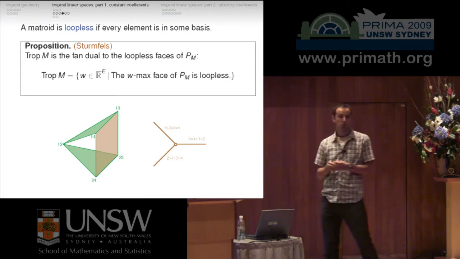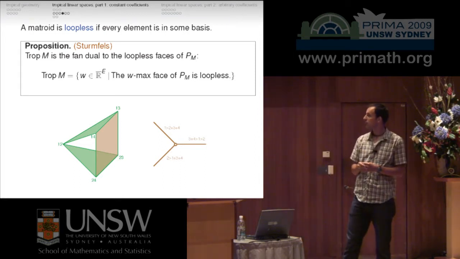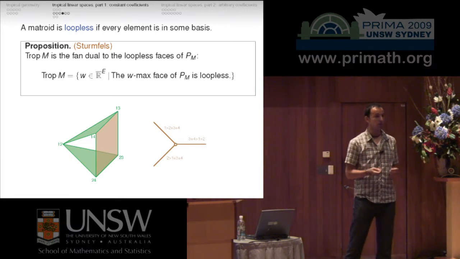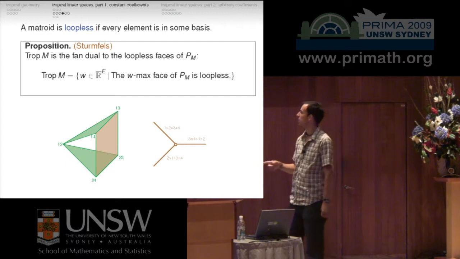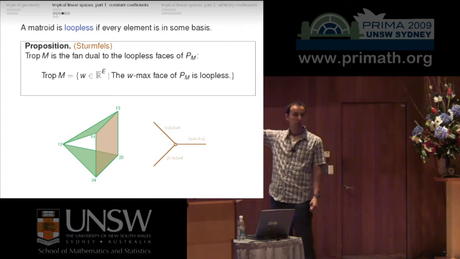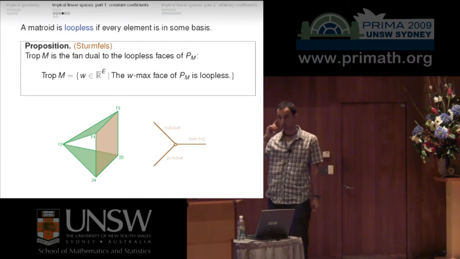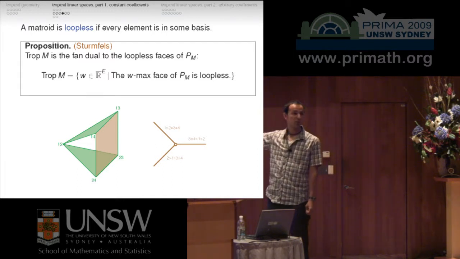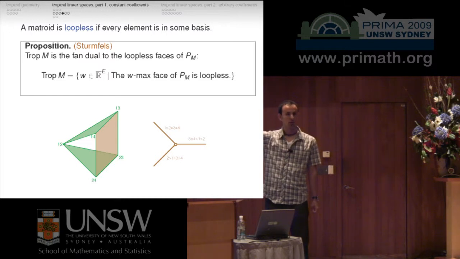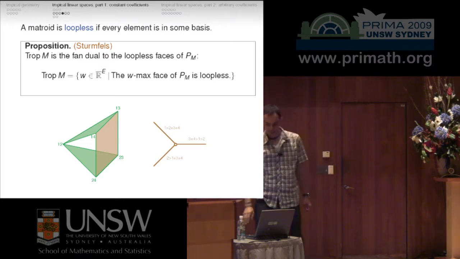And so the observation of Sturmfels was that the tropical linear space is exactly the fan dual to the loopless faces. Okay? So you see that those three directions on the right-hand side are exactly the normal directions of the three loopless faces. And so if you want to study the tropical linear space, then you might as well study it in terms of the dual picture, which is the matroid polytope.